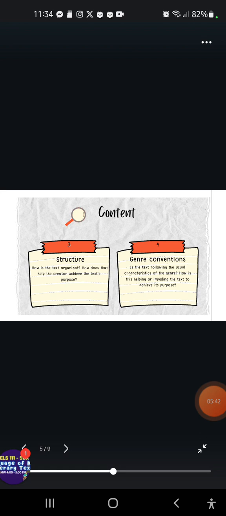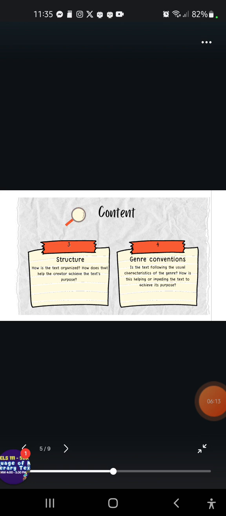So fourth, we have the genre conventions. Is the text following the usual characteristics of a genre? How is this helping or impeding the text to achieve its purpose? Like most blogs that are using simple language, short paragraphs, and illustrations, all these elements are helping the blog to be clear and specific so that others can understand it easily.